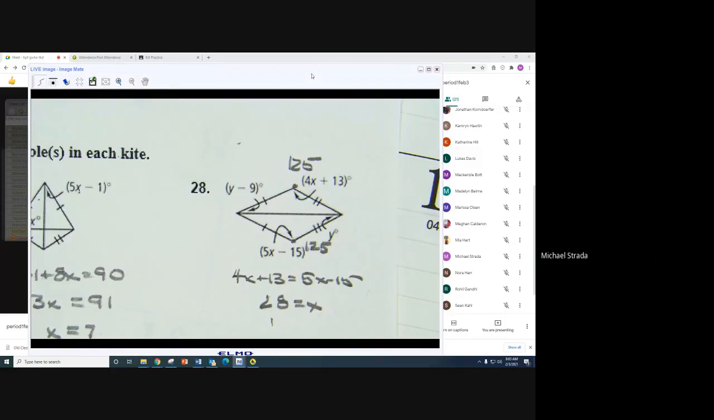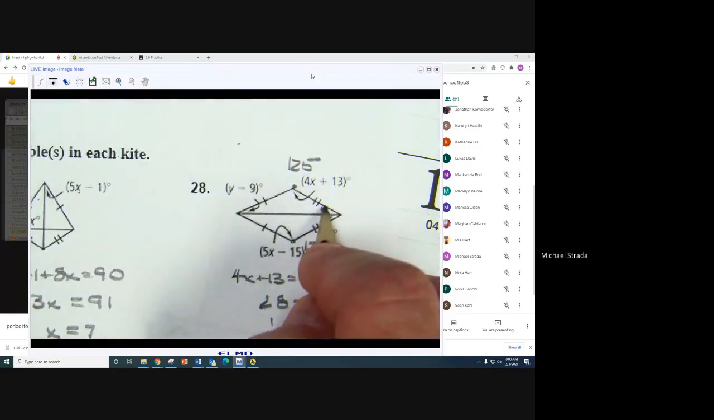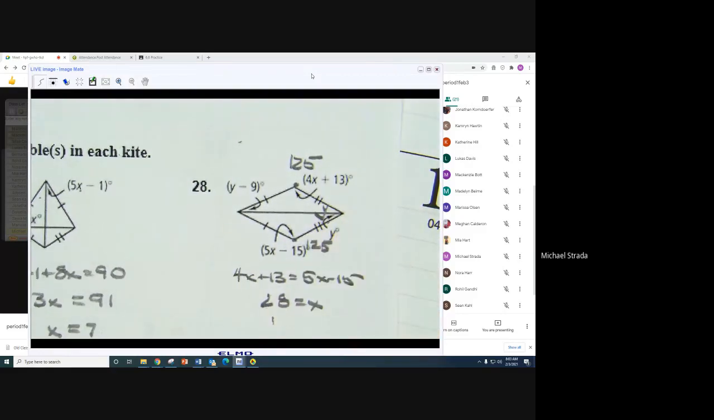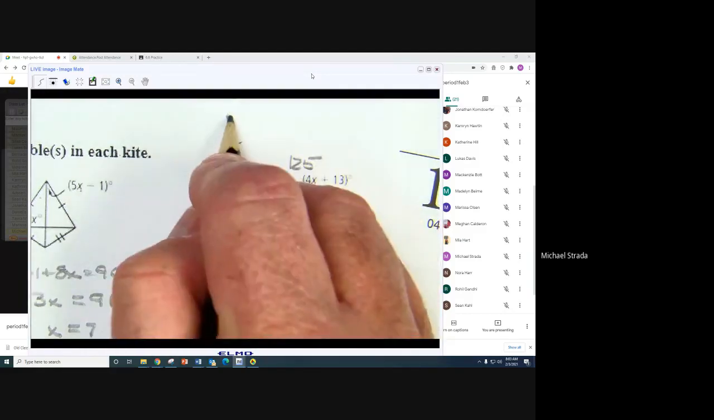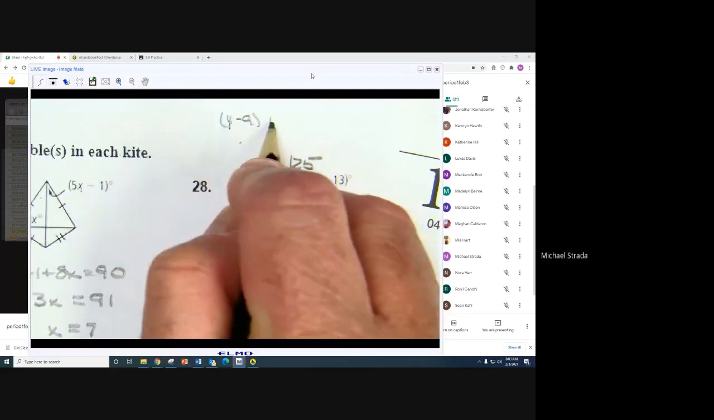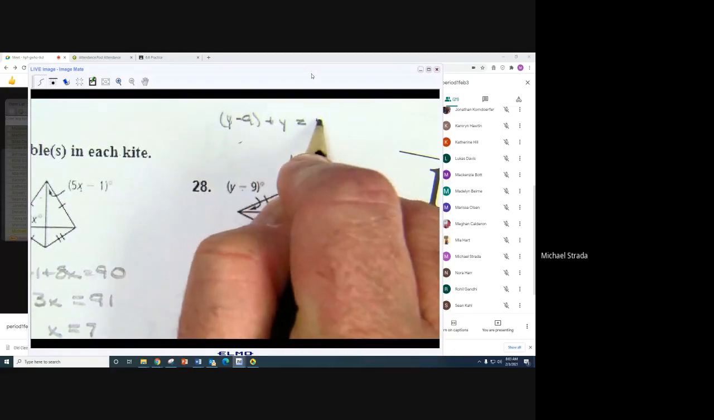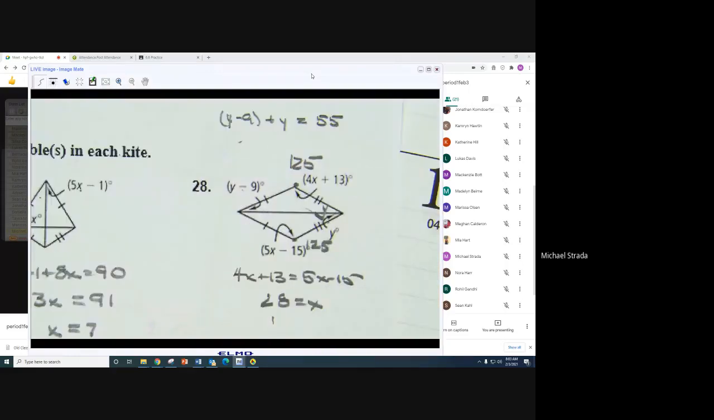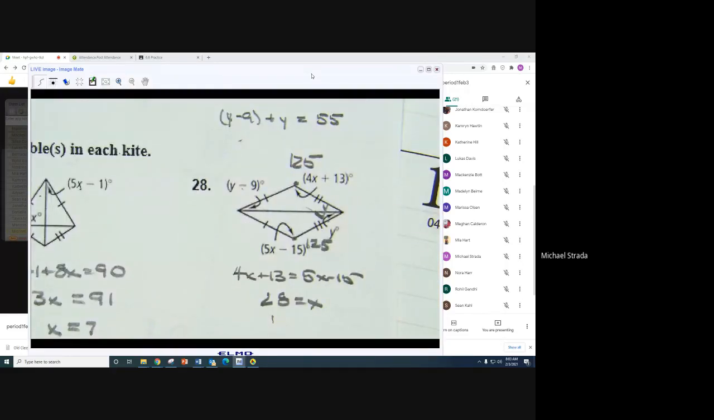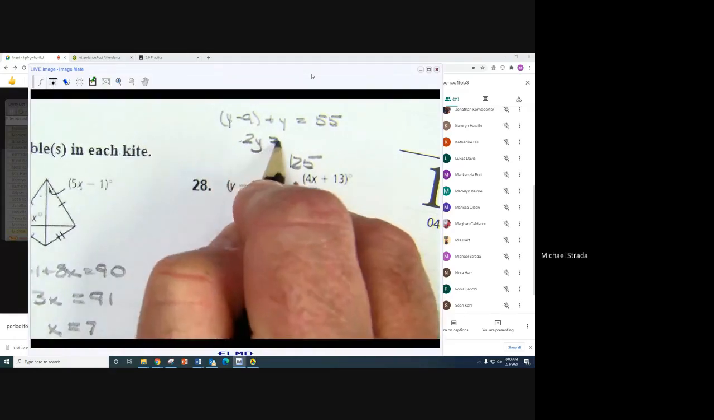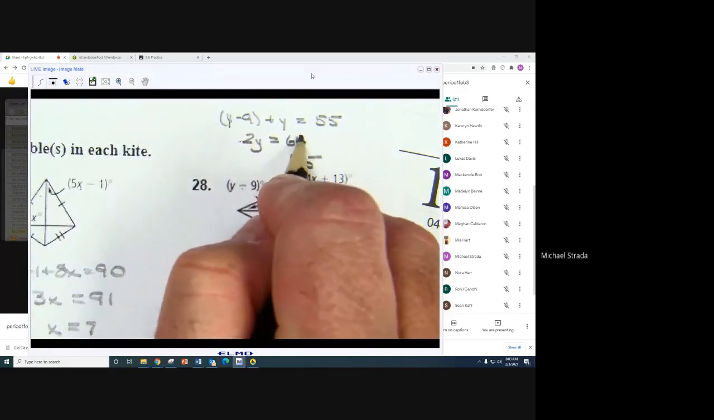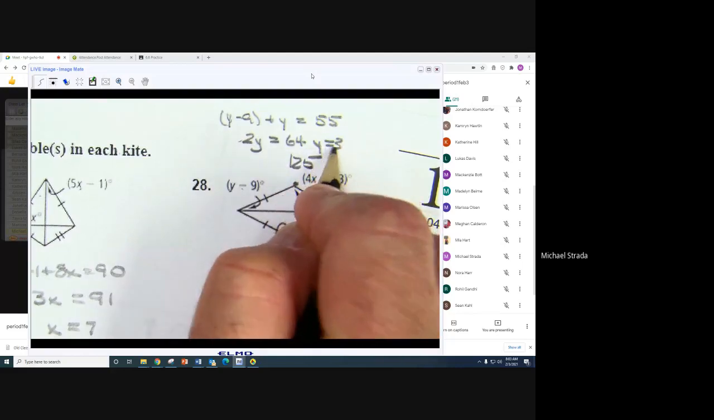All right. If this is y, then this is also y. Angles of a triangle add up to 180. So I'm going to take those two angles, y minus 9, I'm going to add y and set it equal to 55, because 180 minus 125 is 55. 1y and 1y is 2y. Add the 9, you get 64. And y equals 32.